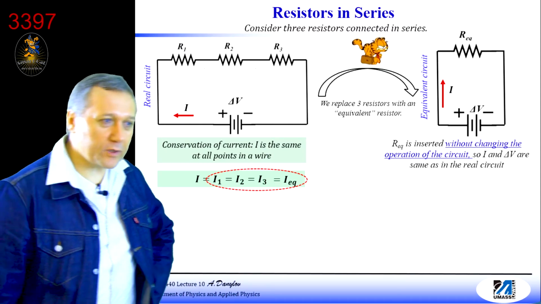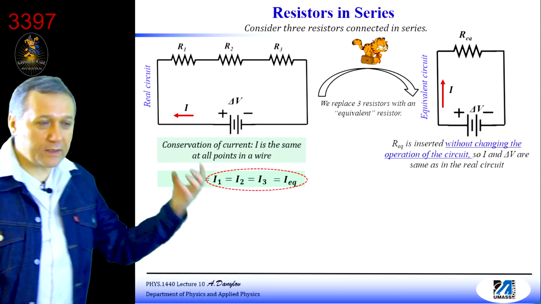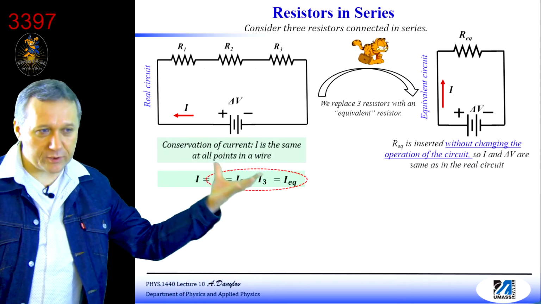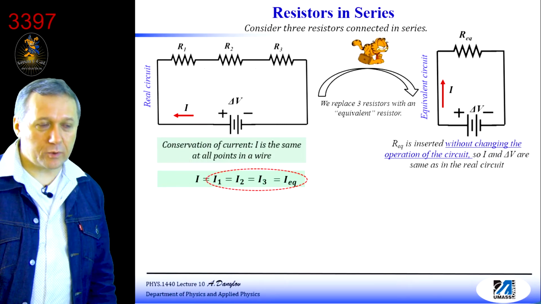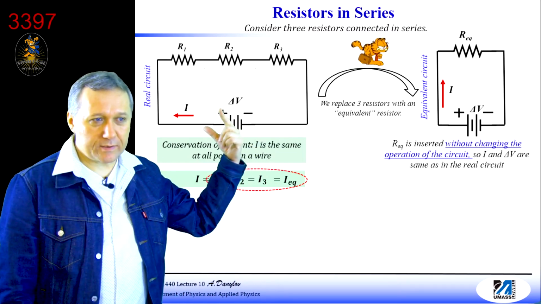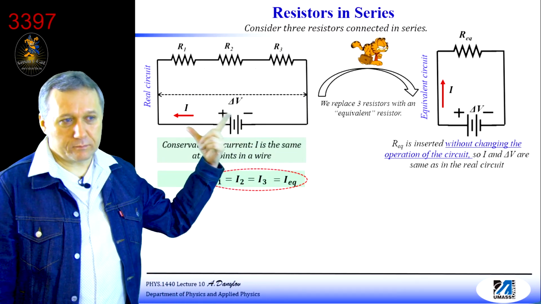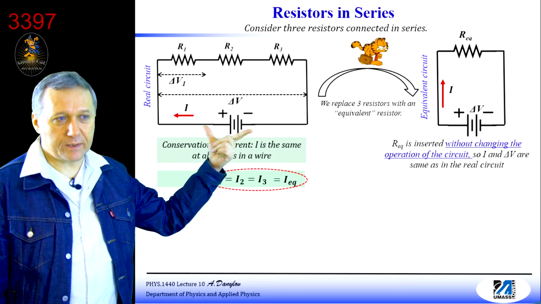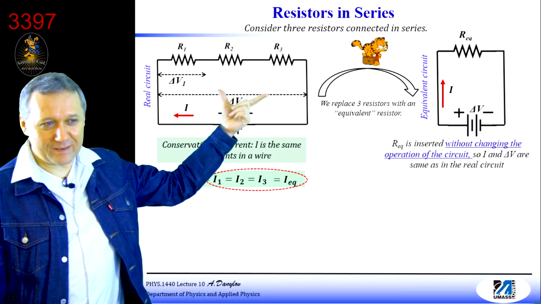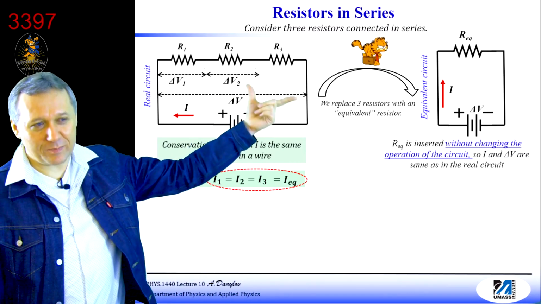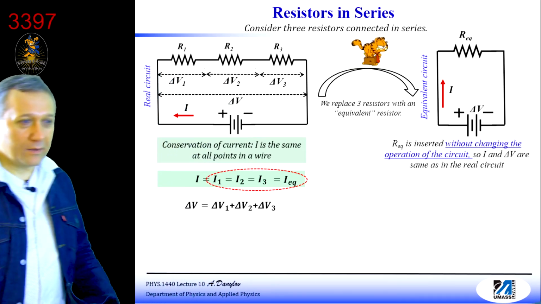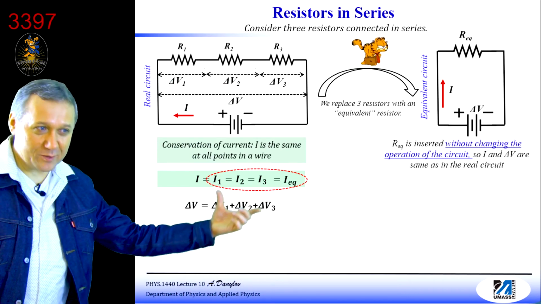Okay, and now we need to get the formula for R equivalent. So again, we have one last parameter left, delta V, to analyze, right? R at the end, I we just discussed, and now what's left is delta V. What can we say about delta V? The total potential difference across the circuit, which is provided by the battery, delta V, must be equal to delta V1 plus delta V2 plus the potential difference across the third resistor. So delta V equals delta V1 plus delta V2 plus delta V3.